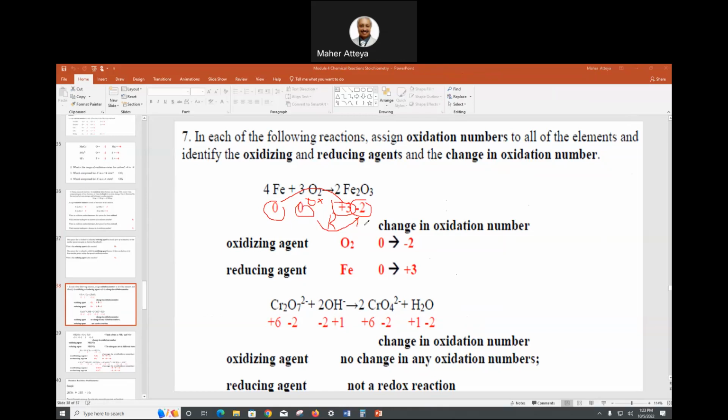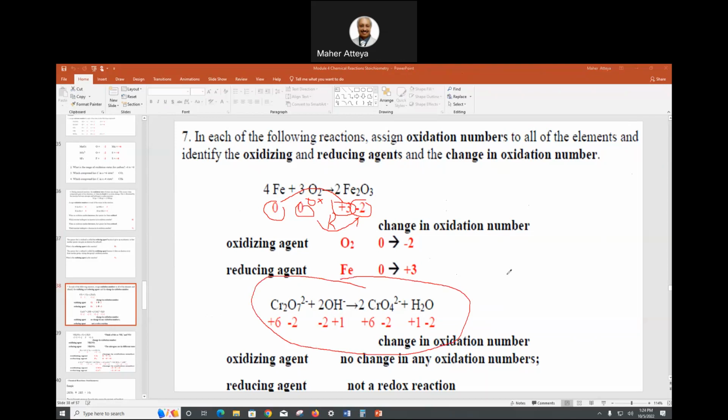What does oxygen do to iron? Well, oxygen is forcing iron from 0 to plus 3. That's oxidation, forcing iron to be oxidized. So oxygen is an oxidizing agent. Are you following? So it is. Let's look at the other one. Let's look at this.